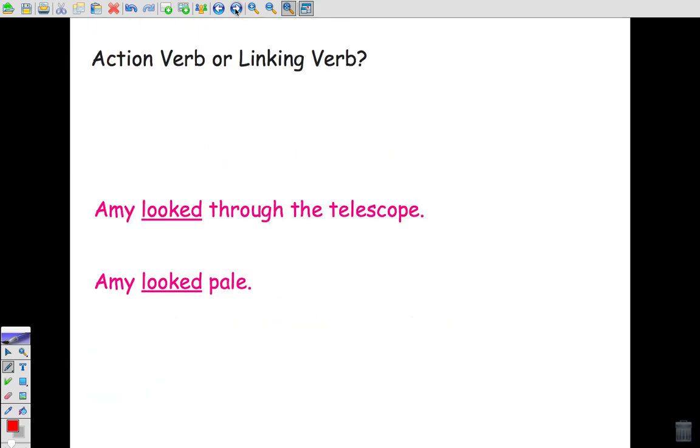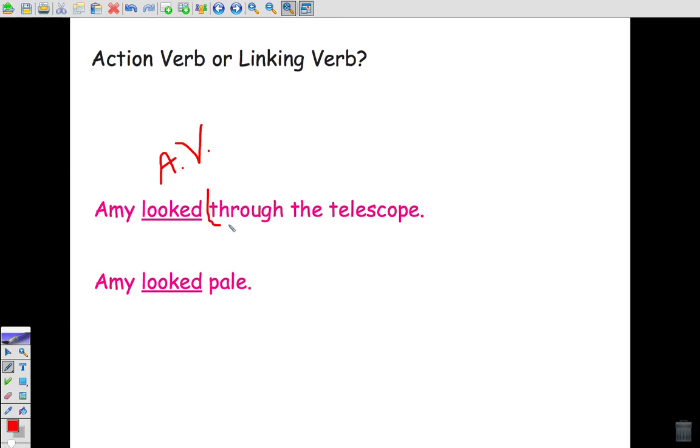Let's look at a couple more. Let's decide, are these action or linking? Amy looked through the telescope. Amy looked pale. So take a second. Ask yourself the question, what is this sentence about? It's about Amy. What did she do? She looked through the telescope. So she's performing an action. This is an action verb.